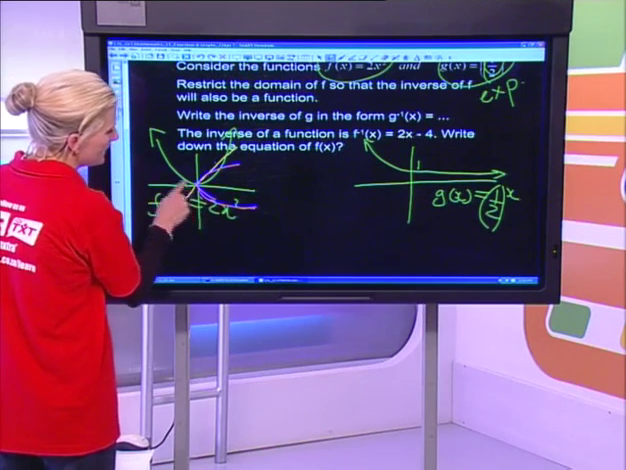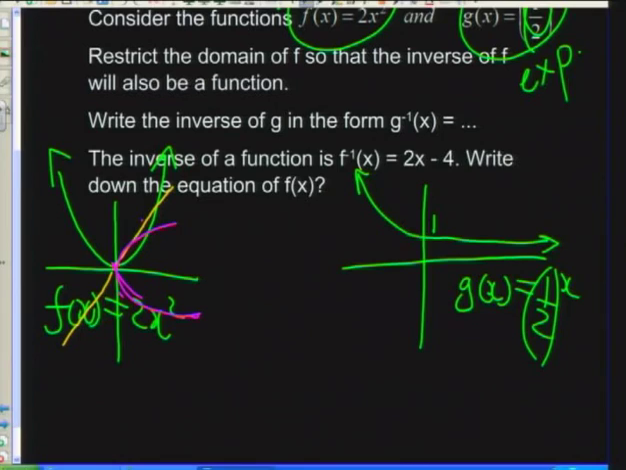If one of these purple halves weren't here, then the inverse would still be a function. So let's have a look. If my original graph looked like that only, then its inverse would look like that, and the original graph and its inverse would be a function.